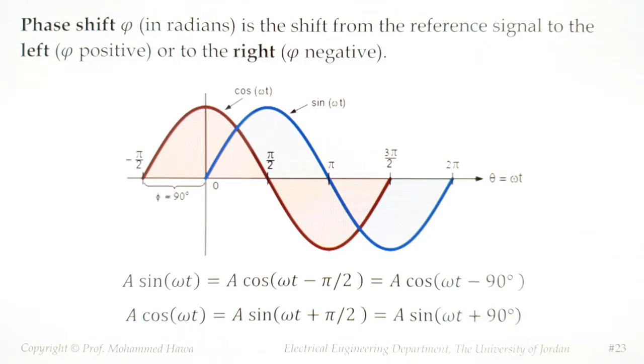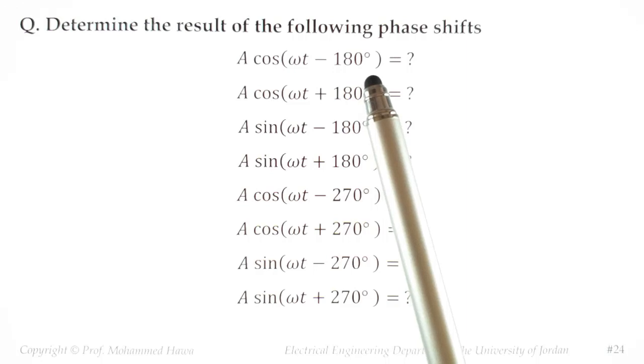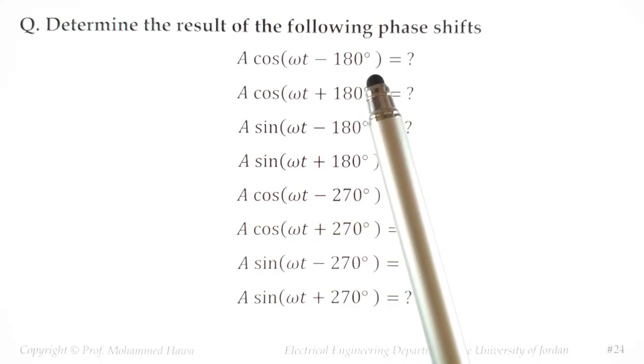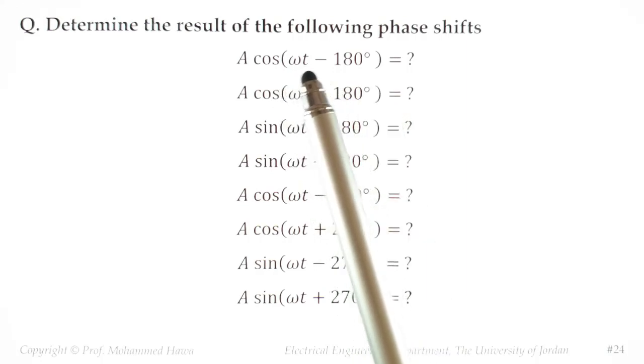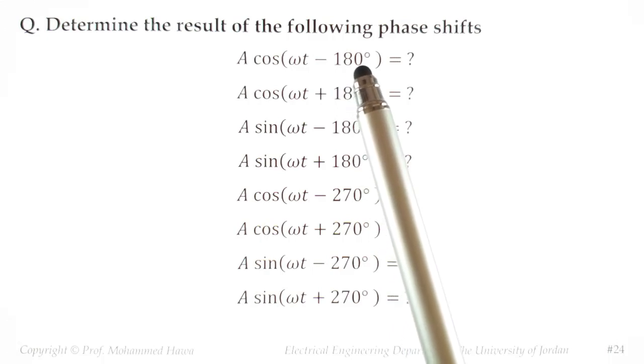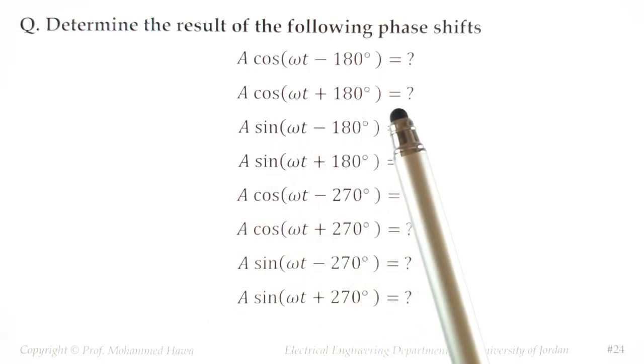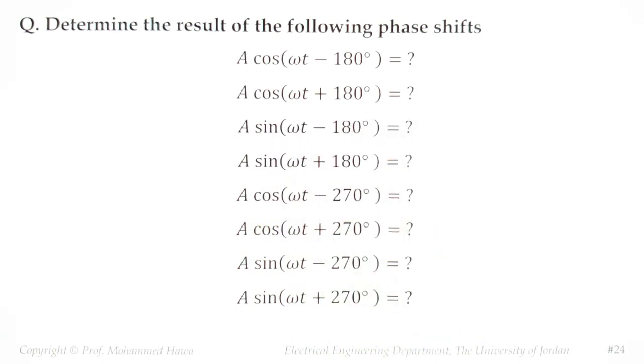If you want to practice this, please look at this diagram and give me the answers for the following. What is A cosine omega t minus 180 degrees or minus pi? What happens if I take a cosine and I shift it? Minus means shift to the right. And then try the other way around. What is A cosine omega t plus 180 degrees? What is the answer? Is it cosine? Is it sine? Is it minus? Is it plus? What is the right answer?